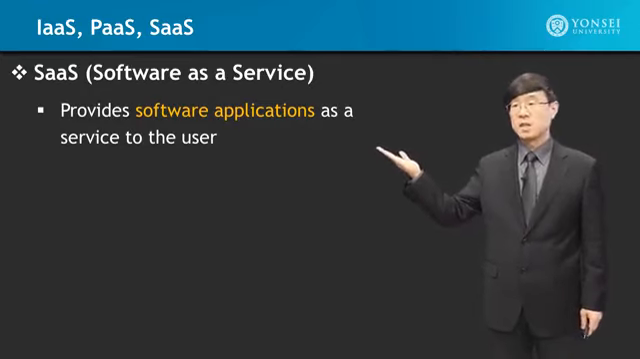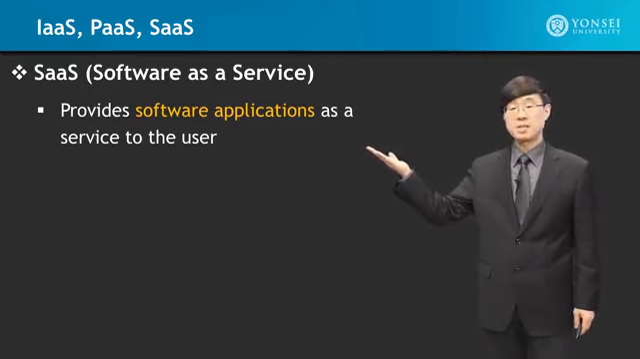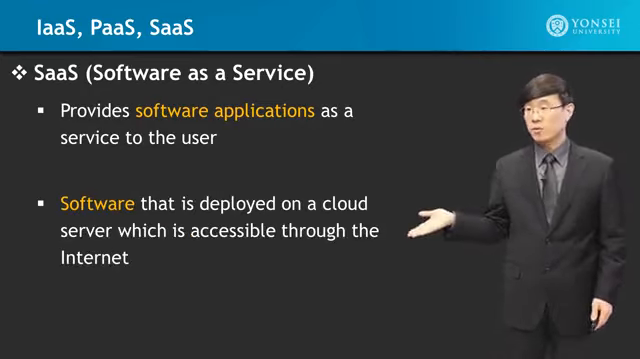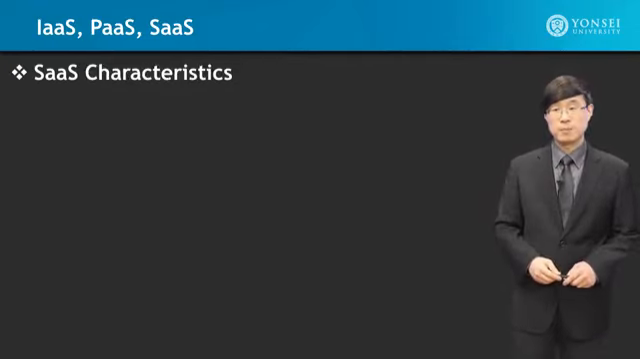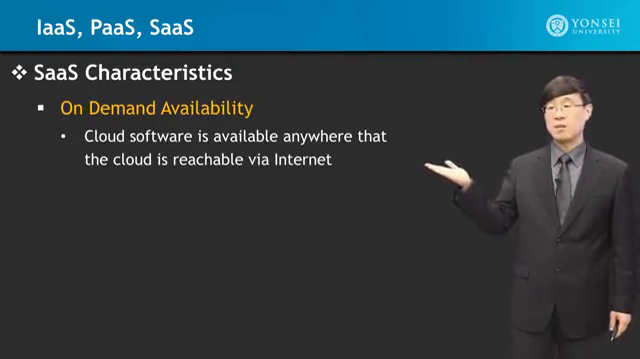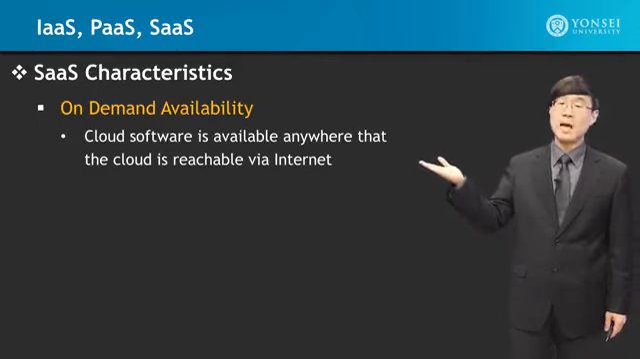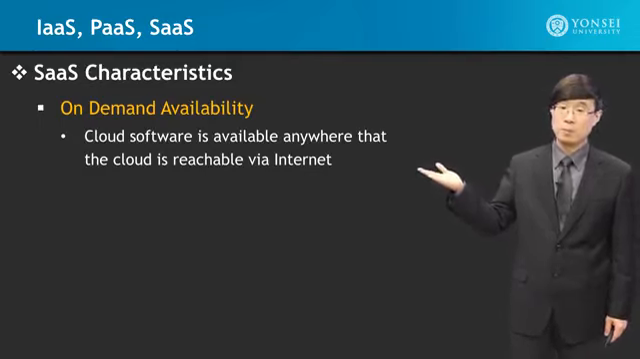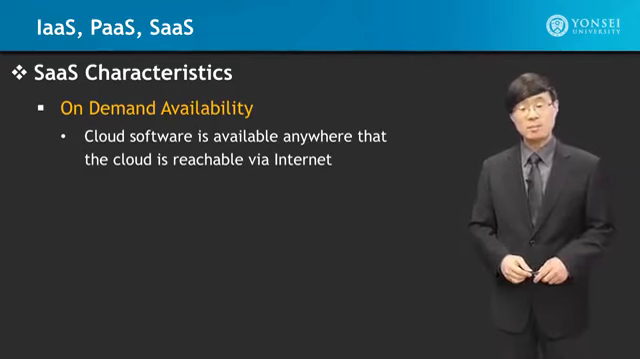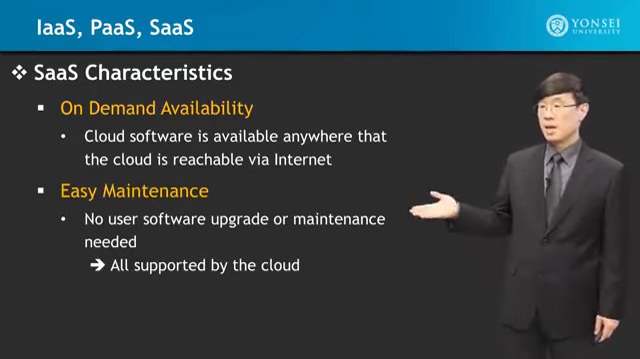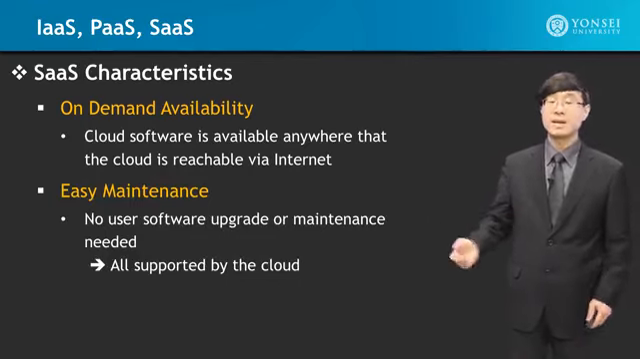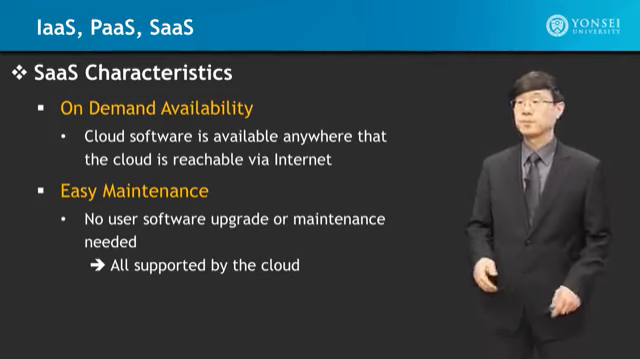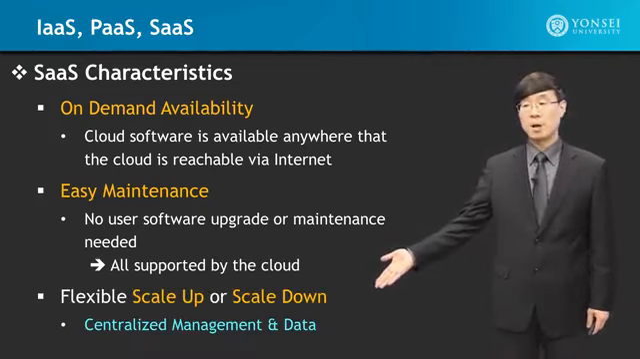Software as a service. This provides software applications as a service to the user. Software that is deployed on a cloud server, which is accessible through the internet, includes the characteristics of on-demand availability. You download it when you need to. And that is exactly what we're doing on our smartphones. Easy maintenance. No user software upgrade or maintenance is needed, all supported by the cloud. And that is exactly what we're getting also. Flexible scale up or scale down.